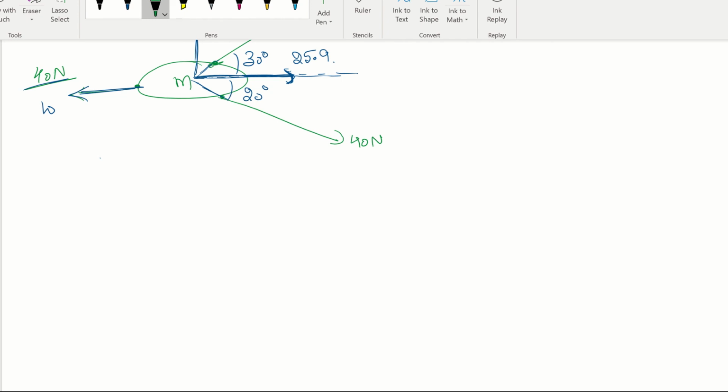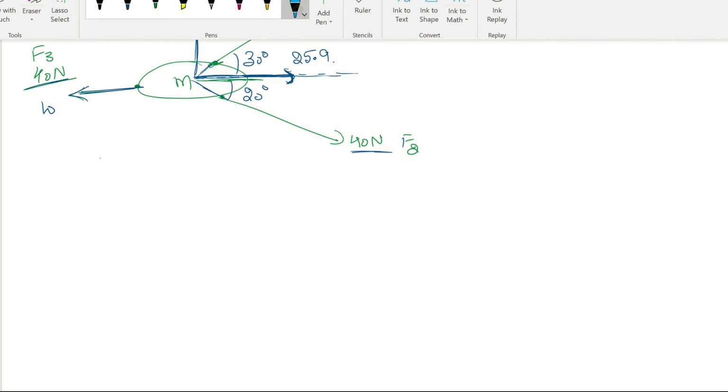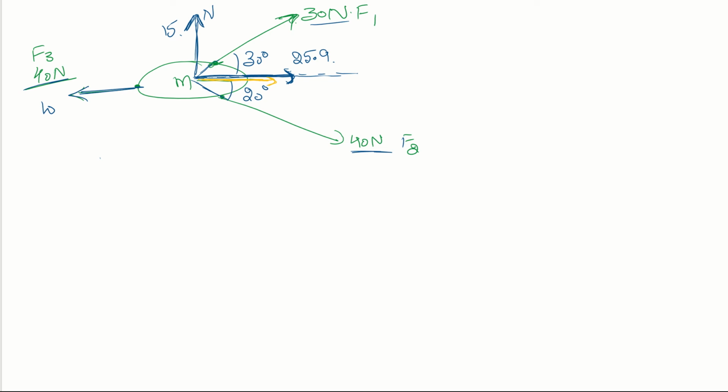And now I wanted to find the components of this 40 Newton force. I'm going to call this one F2, this one was F1, and this is F3. So the component of this in this direction, I need to change the color so that you don't get confused. So this component, and then there is this component.